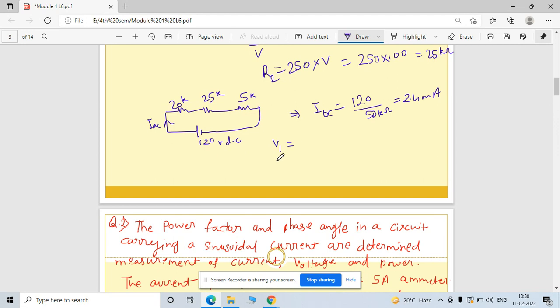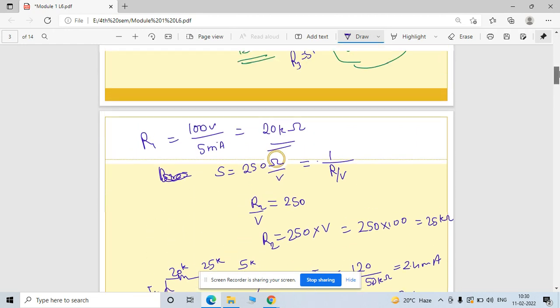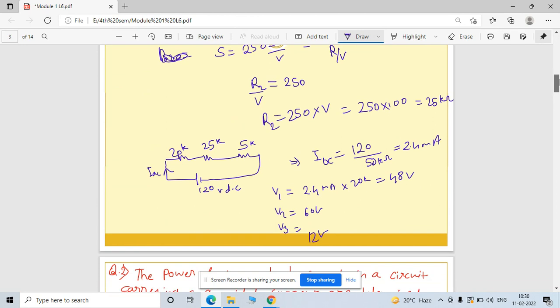And when you find V1, V2 and V3, multiply this 2.5 milliampere with their given values of resistance. So this is nothing but your 48 volt, this is 60 volt, and this is 12 volt. Here only the voltmeters are connected in series. You need to just find the value of the voltage measurement. So these are the measured values of those voltages.